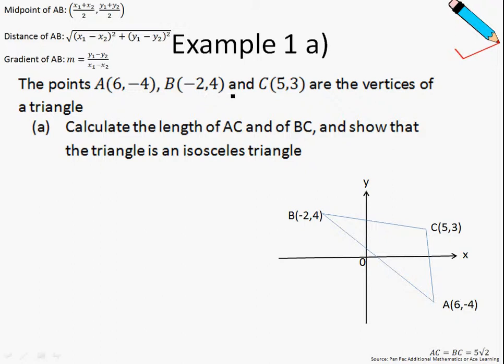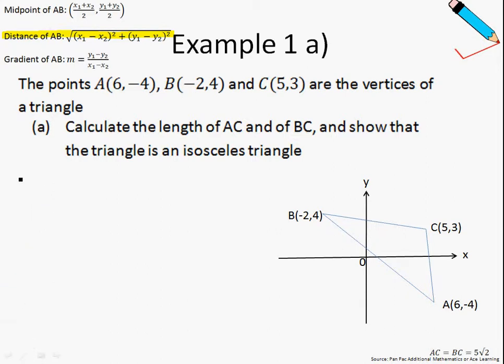The points A, B, and C are the vertices of a triangle. Calculate the length of AC and of BC and show that the triangle is an isosceles triangle. So the first thing you should do when you see this question is to draw out this simple sketch over here, as you can see. Then the next thing we want to realize is that in order to calculate the length of AC, we will be making use of the distance formula. Let me just highlight it in yellow over here.